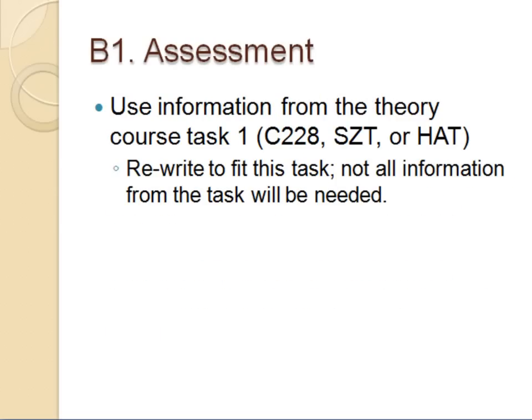Section B1 is the assessment. This is where you'll be able to use information from the theory course, task 1, so C228, SCT, or HAT, depending on which course you took. You will need to rewrite it to fit this task. You definitely don't need to include all of the information, but a lot of the data is applicable, and if you completed C228, you completed the windshield survey in there as well, which will be needed.